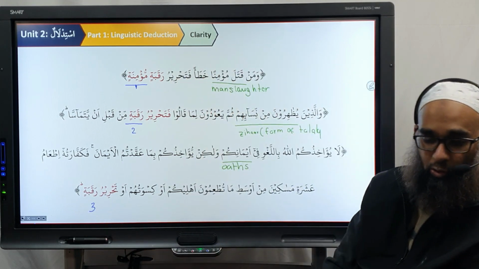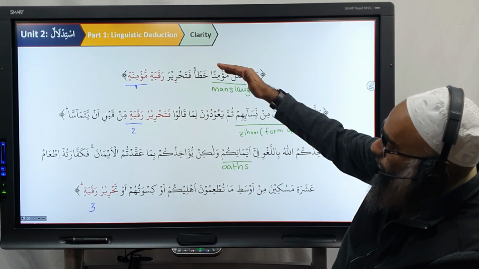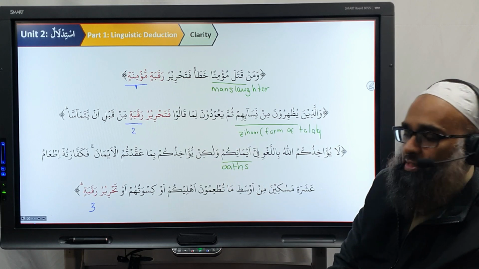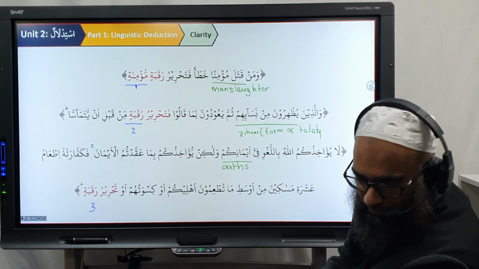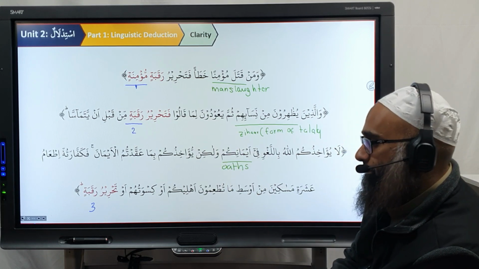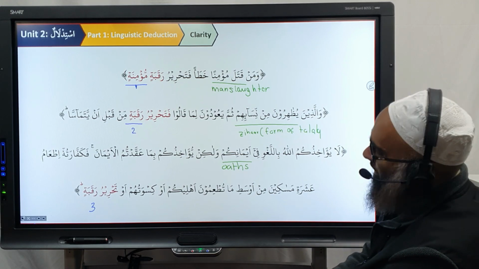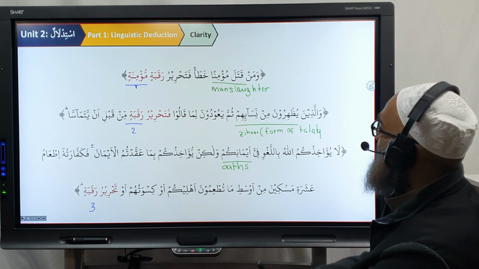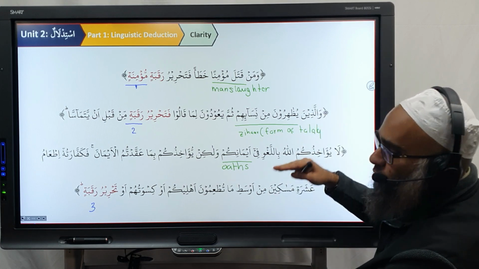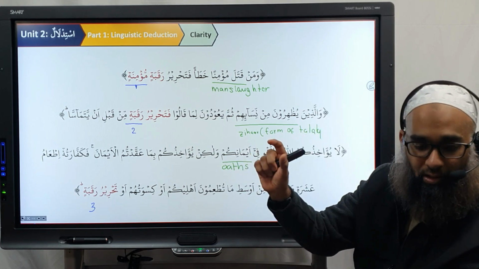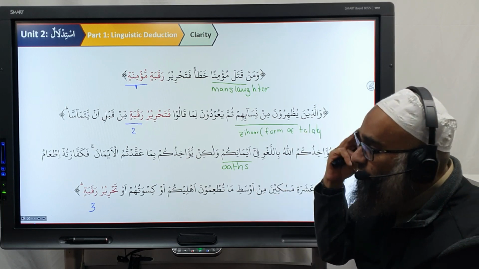Now the question is, do we transfer the qaid from one to the number two and number three? Yes or no? That is Imam Abu Hanifa rahmatullahi alayhi's opinion. Imam Abu Hanifa rahmatullahi alayhi says that we're talking about three different things. We're not talking about the same tahrim, hurma. We're not talking about dukhulul jannah. We're talking about three different topics.